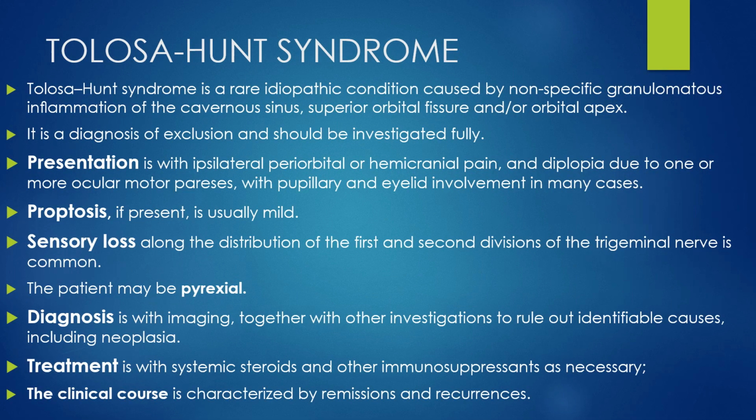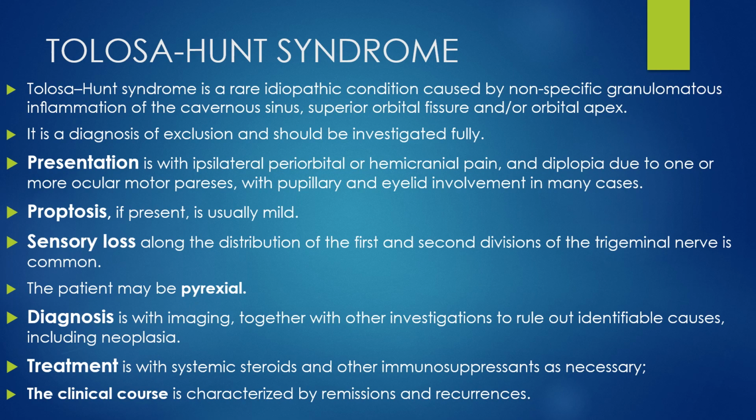Tolosa-Hunt syndrome is a rare idiopathic condition caused by the non-specific granulomatous inflammation of the cavernous sinus, superior orbital fissure, and/or orbital apex. It is a diagnosis of exclusion and should be investigated fully.